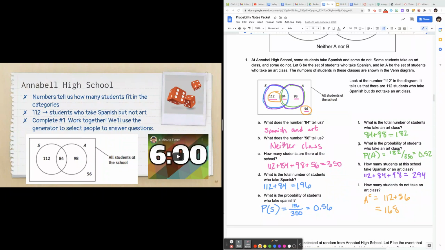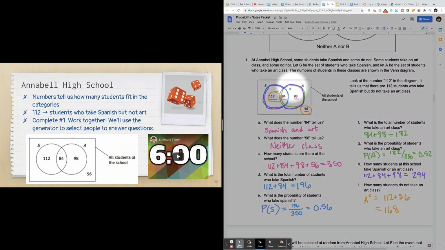So part F and part G are very similar to D and E, just with the other category, right? So the number of students who take an art class is everybody inside the art circle, right? Everybody inside the art circle. So that's 84 and 98. I have to add those together. So I get 182 when I do that. And then the probability then is 182 divided by the total, which is 350. If you plug that into a calculator, you get this, 0.52.